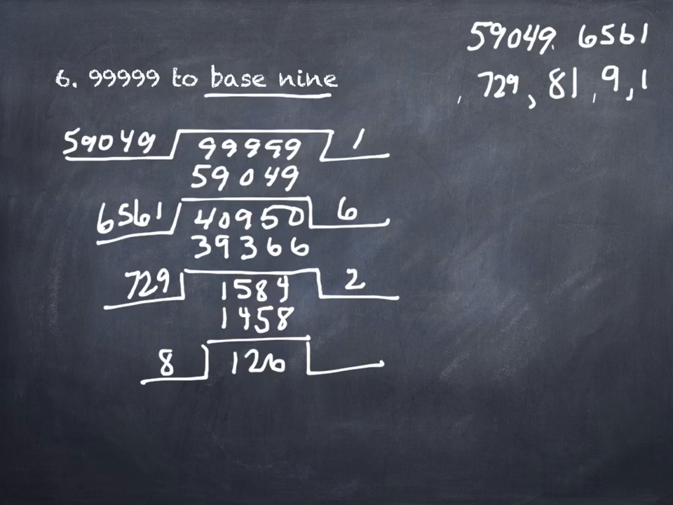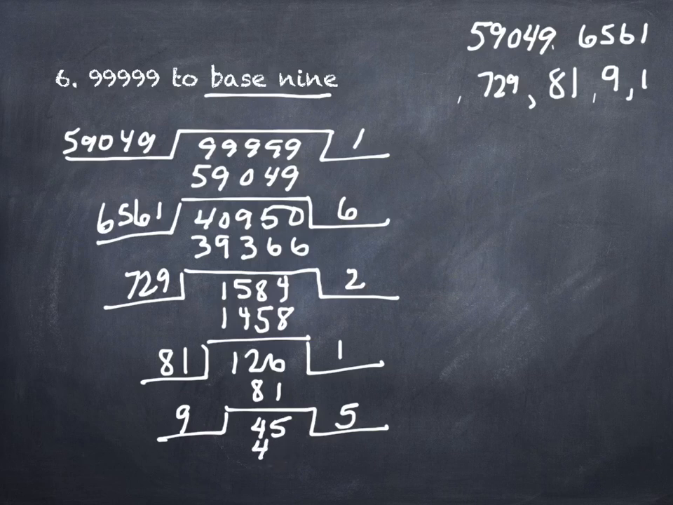Next power down is 81. So 126 obviously will have 81 going into it one time. Subtract 81. My result is 45. Next power down is 9. 45 divided by 9 is 5. And that actually zeroes it out.